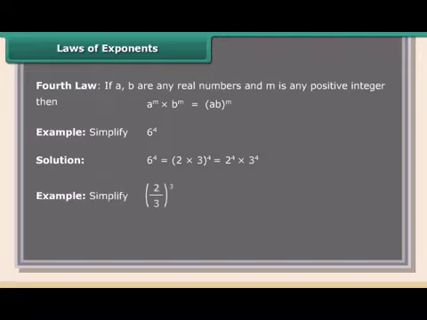Example: simplify (2 upon 3)^3. Solution: (2 upon 3)^3 is equal to 2^3 upon 3^3, which is equal to 8 upon 27.